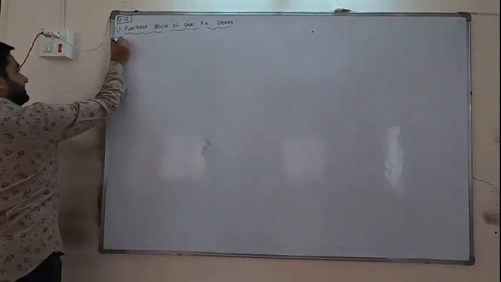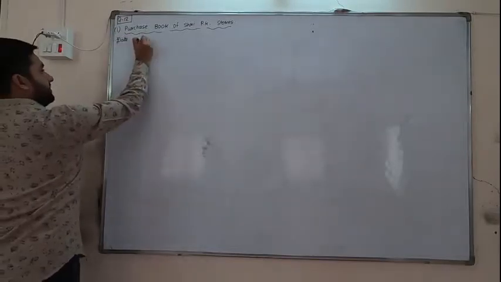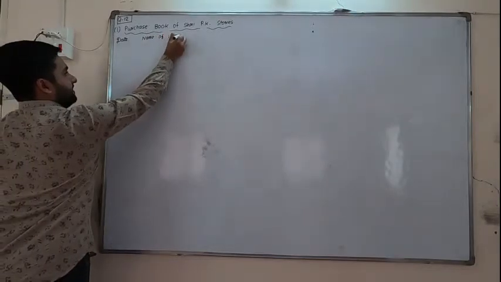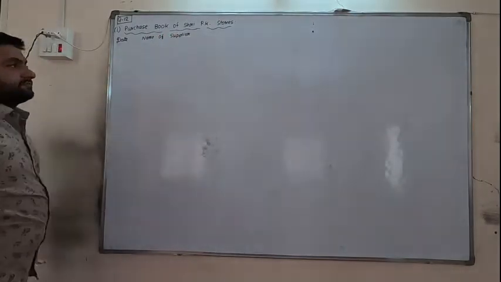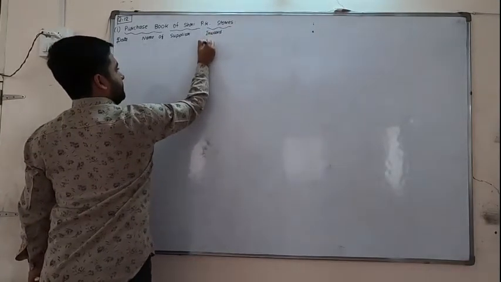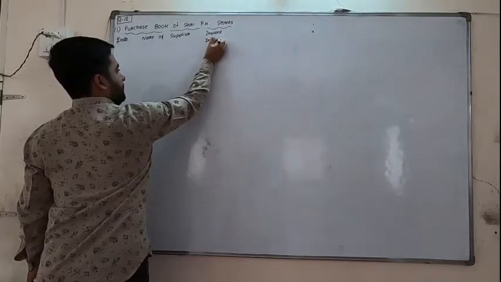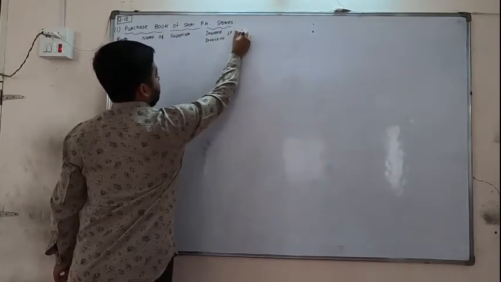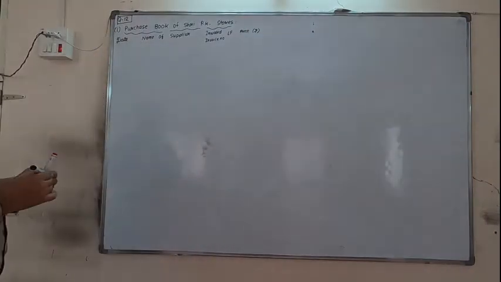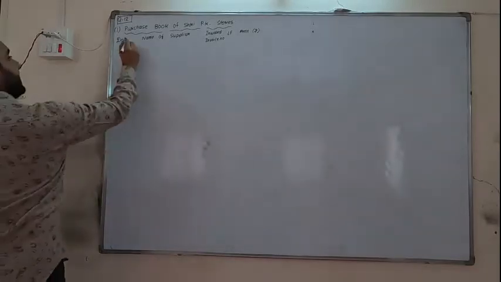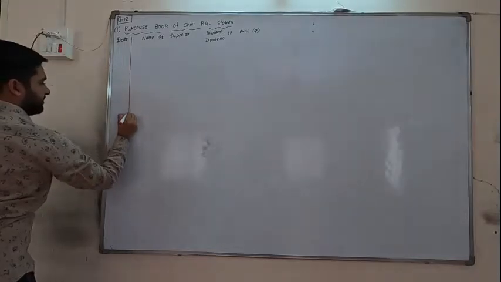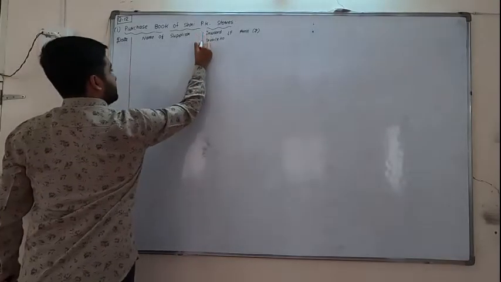In that, as it is a purchase book, date, name of supplier, then invoice number, LF, amount in rupees. Now this purchase book you will draw for 8 lines. Okay, the purchase book you are drawing for 8 lines.